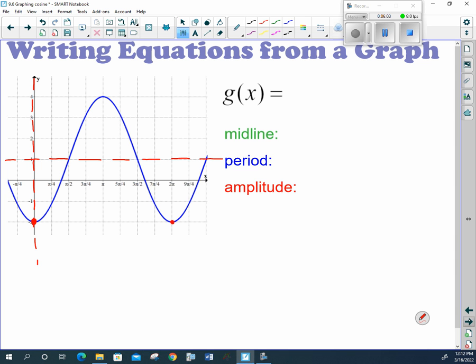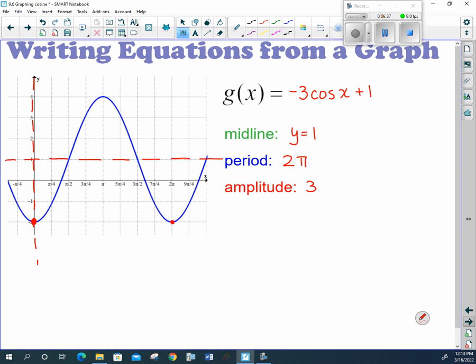All right, so let's go ahead and fill in. Our midline we know is y equals 1. The period is 2 pi. We aren't changing the period yet. And then the amplitude from the midline to the max and to the min is 1, 2, 3 spaces, so our amplitude is 3. So we've decided we're going to do a cosine, and since this is being reflected, starting at a min, we're going to say negative 3 cosine x, and then plus our midline. All right, there you go.